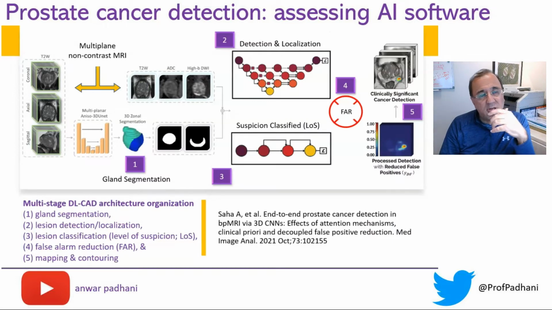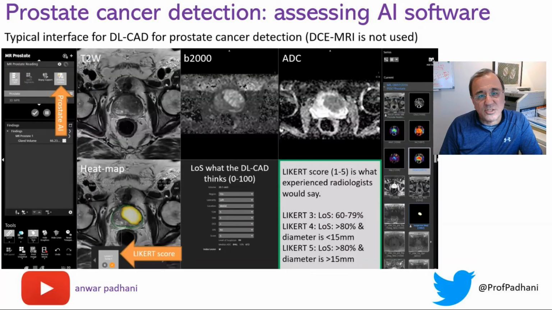So how should an AI software be organized to deliver the advantages that you want? Well, the first one is gland segmentation. The second is the detection and the localization of lesions. The third task is classification of the lesions. The fourth is to get rid of false alarms, and the fifth is mapping this on and for contouring purposes. So this is a typical multi-stage architecture that you would expect from a modern AI detection software system.